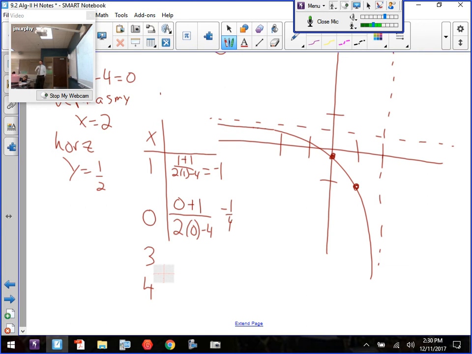And I check them on the other side. I check it at 3. I get 3 plus 1 over 2 times 3 minus 4. That's 4 divided by 2, I believe. And you get 2.